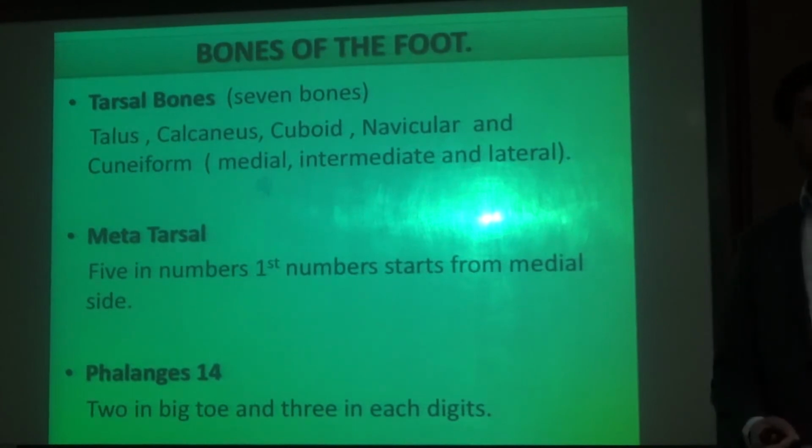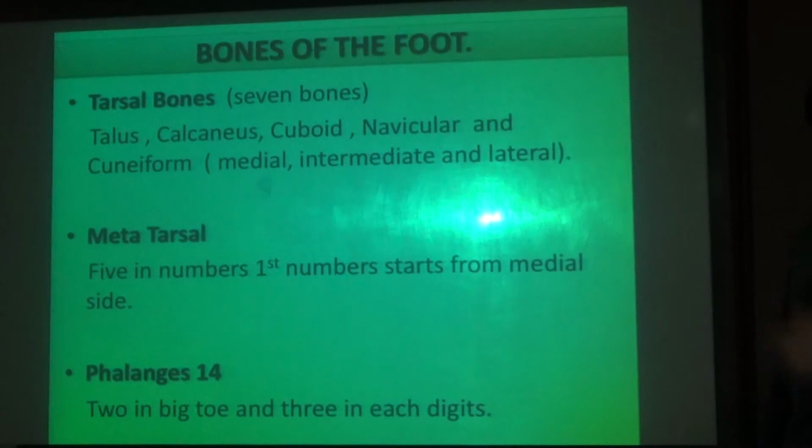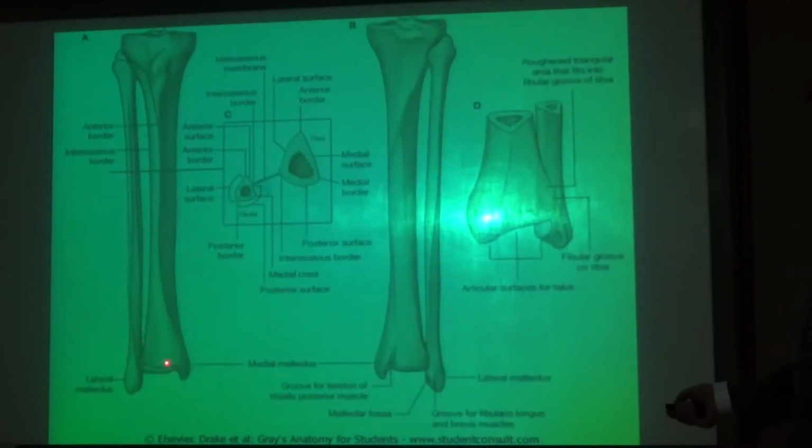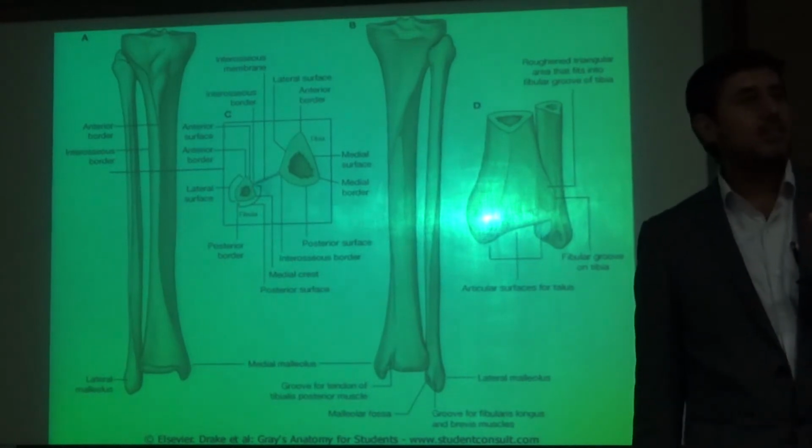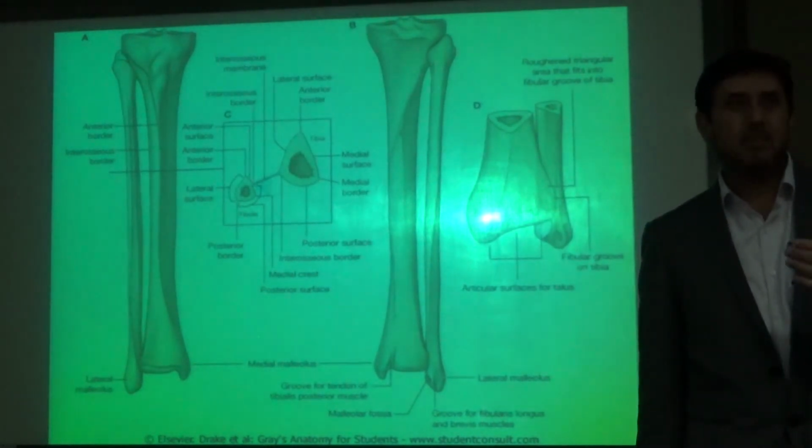Corresponding to the talus, meaning the ankle joint, what is the name of the joint over here? Wrist joint. How is the wrist joint formed? How is this joint formed? By two bones. I am making it simple.